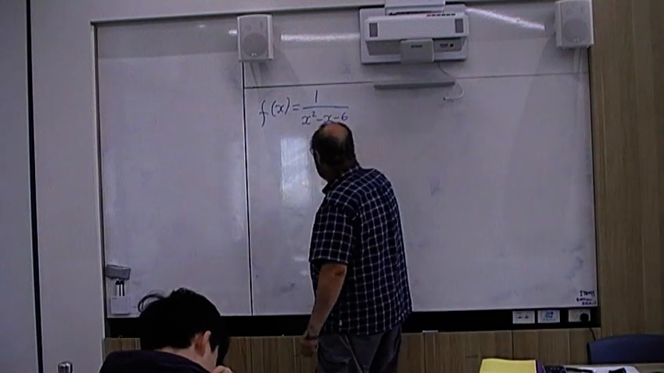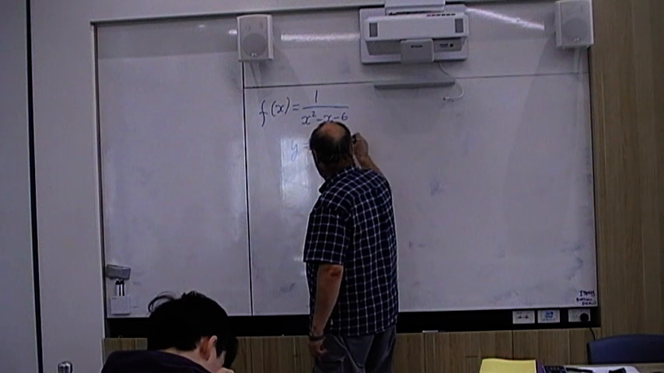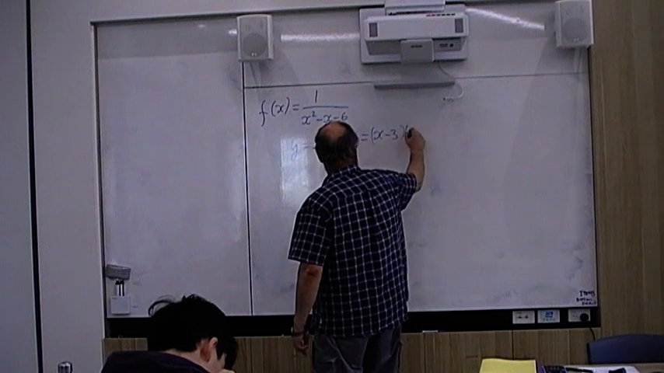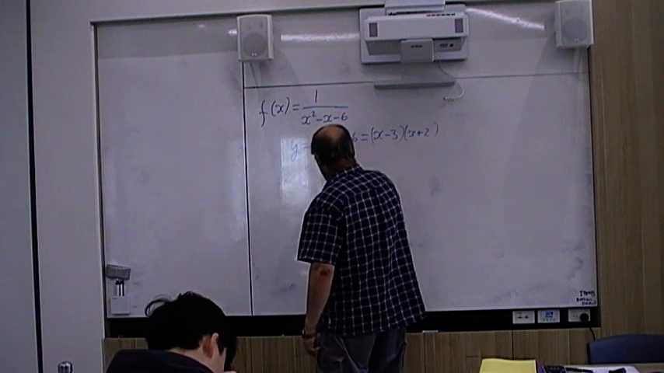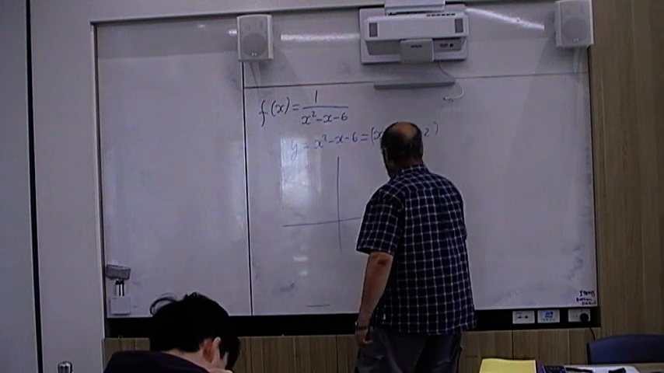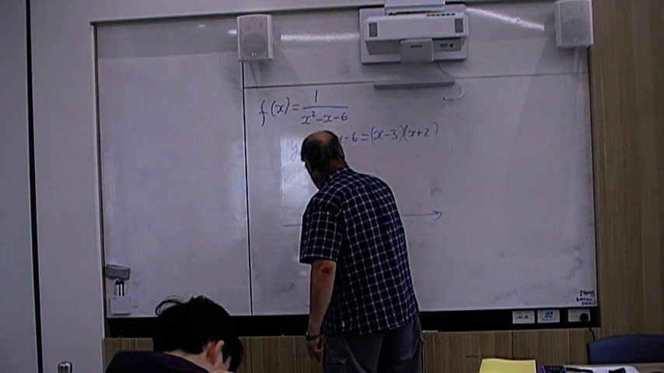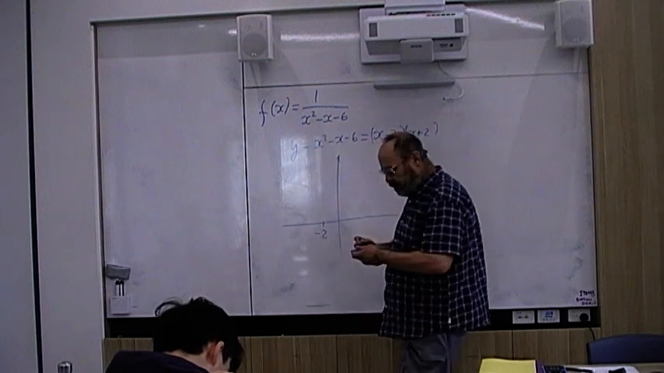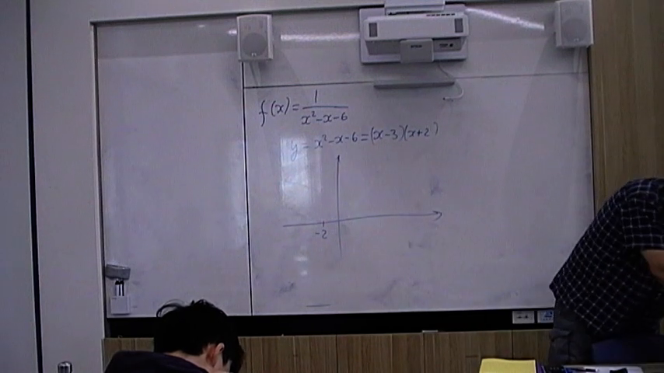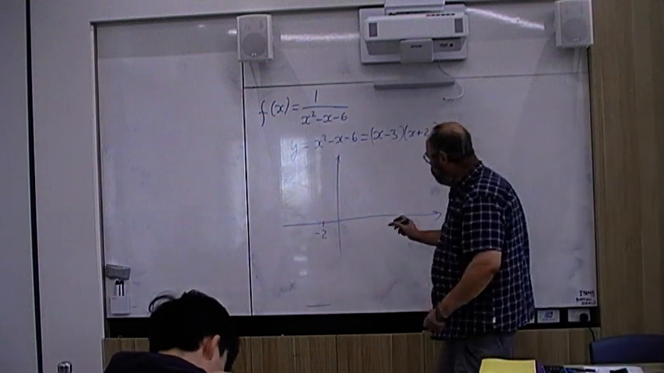So, sketching the graph y equals x squared minus x minus 6, factorize it: x minus 3 times x plus 2. So we have x-intercepts at minus 2 and 3.